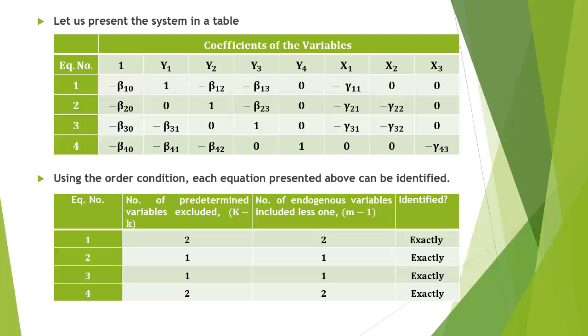So using the order condition, we can see that all these equations are identified. That is, all these equations are exactly identified by using the order condition. That is, the number of predetermined variables excluded from an equation, that is k minus k, is exactly equal to the number of endogenous variables included in the equation less 1, that is m minus 1.